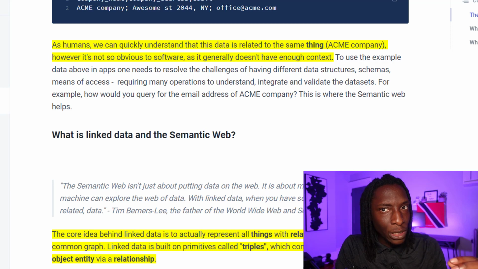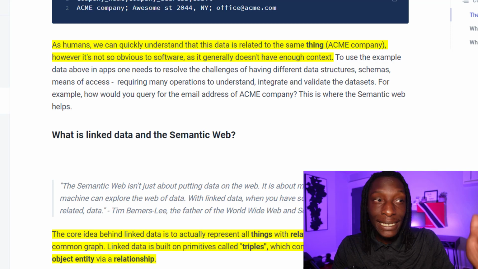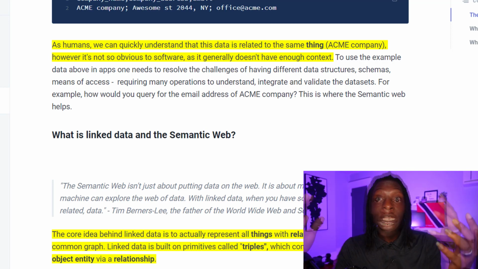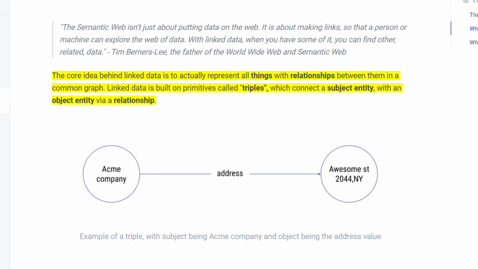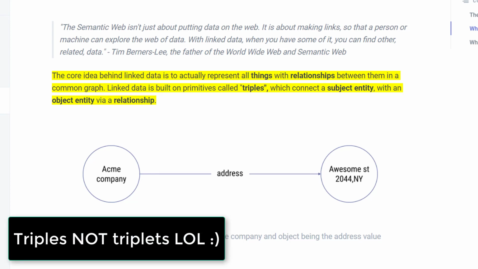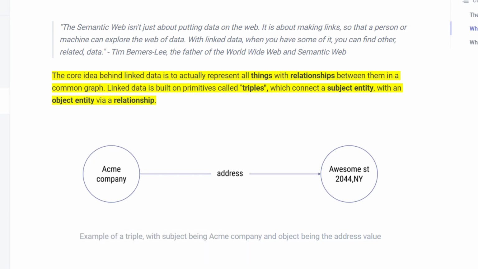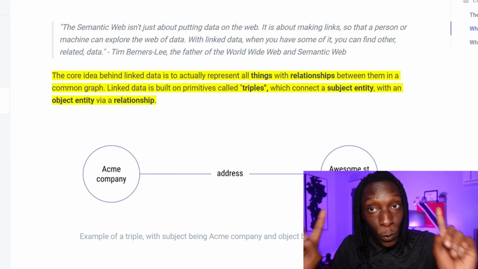Now, what we're trying to move into is Web 3, the semantic web, and the semantic web consists of linked data. Linked data is really the guiding property or principle of the OriginTrail decentralized network. The OriginTrail documentation says the core idea behind linked data is to represent all things with relationships between them in a common graph. Linked data is built on primitives called triplets, which connect a subject entity with an object entity via a relationship. Now, I know that was a lot for you to digest, but it's really not.